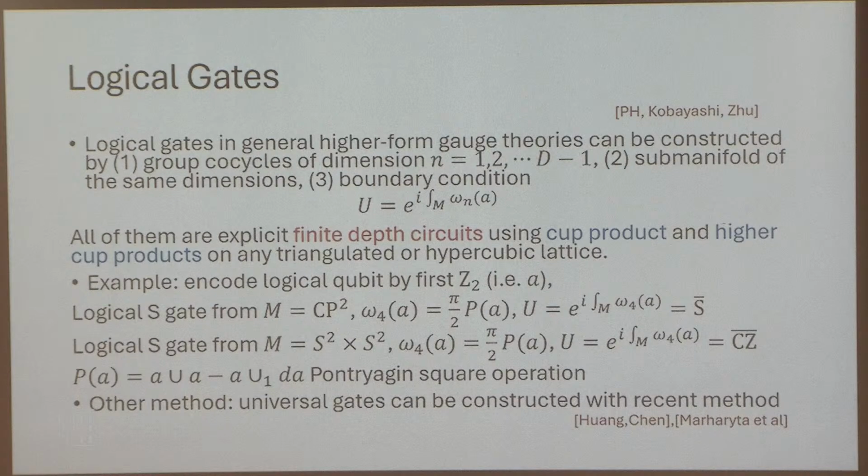So for example, if you just focus on the first Z2, then there's a very explicit cocycle you can write down, and various types of submanifolds that can give you the logical S gate and logical CZ gate, where those logical operators are very explicit finite depth circuits in the model. I'm not going to explain that in detail, but there's a very concrete construction to do that.